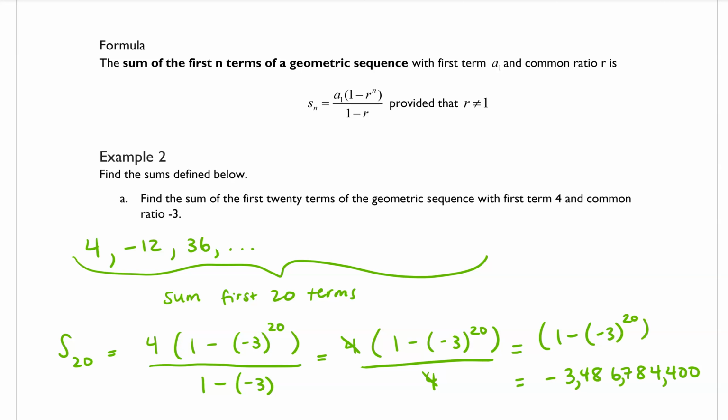I have gone ahead and put that expression into our calculator, and this is the number that you will get. If we continued that sequence and wrote out the first 20 terms, and then added all those terms together, we would get -3,486,784,400. So that is our value for s sub 20.